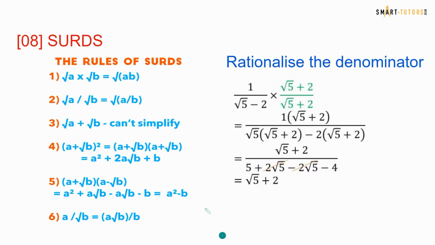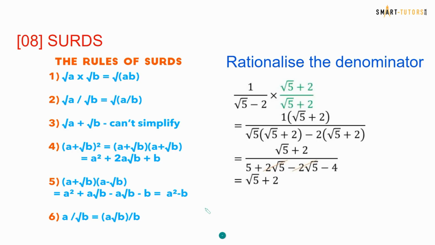Topic number 8, surds. The rules of surds. The square root of a times the square root of b is the square root of a times b. The square root of a divided by the square root of b is the square root of a divided by b. The square root of a plus the square root of b, you can't simplify anything more than that, so you have to leave it as it is.